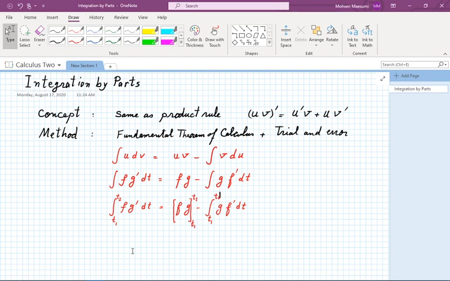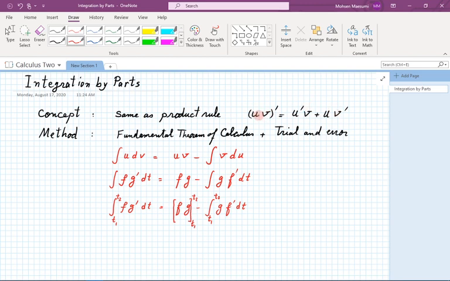Okay, so integration by parts. Parts, we are going to see later on, refers to pieces of an integrand, and we want to use them as clues for how to do the integration. The concept of integration by parts is something that you have seen in Calculus 1. It's a very basic idea of product rule.